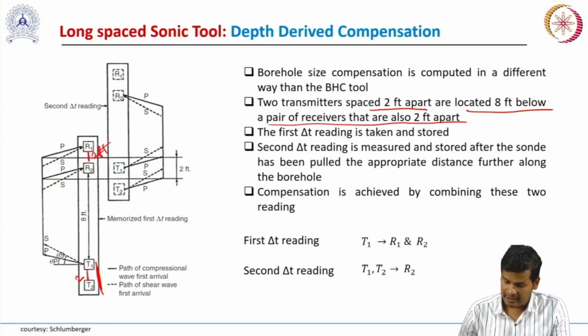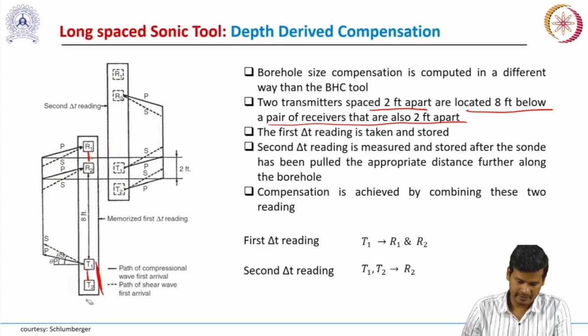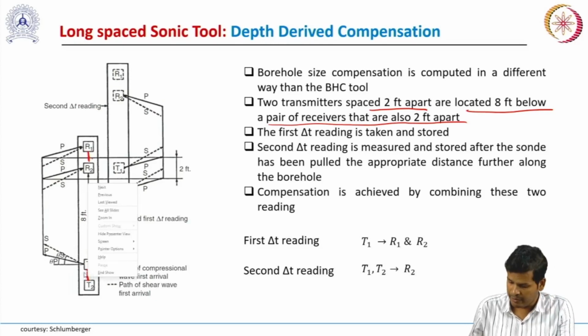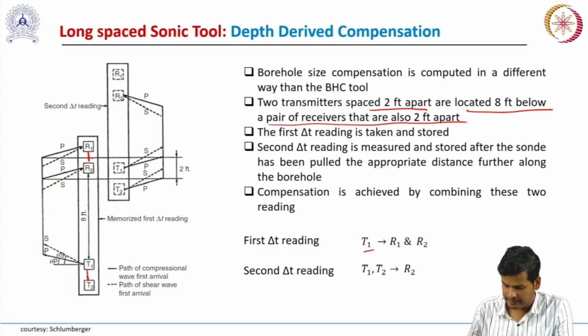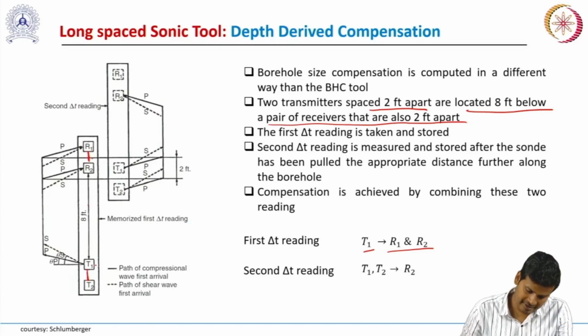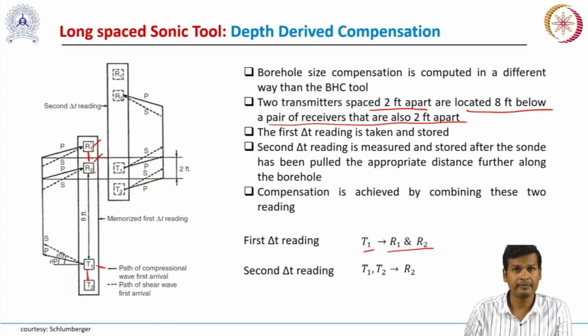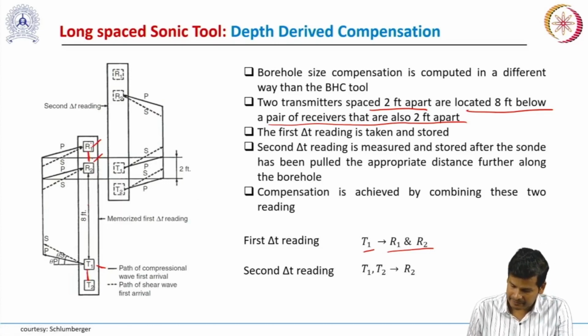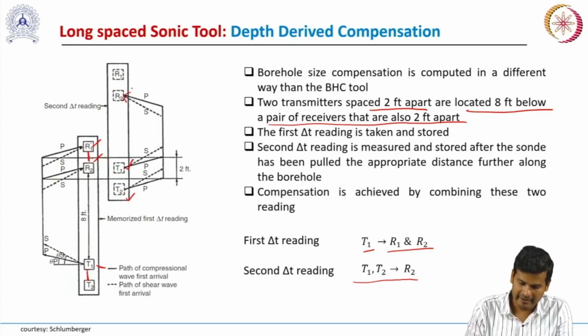So what we do is take the first record. When the tool is here, we will ping transmitter 1 and record the travel time from receiver 1 and receiver 2, just like earlier. When the tool moves up again after a certain distance, I will ping both transmitters, T1 and T2, and record the travel time at receiver 2.